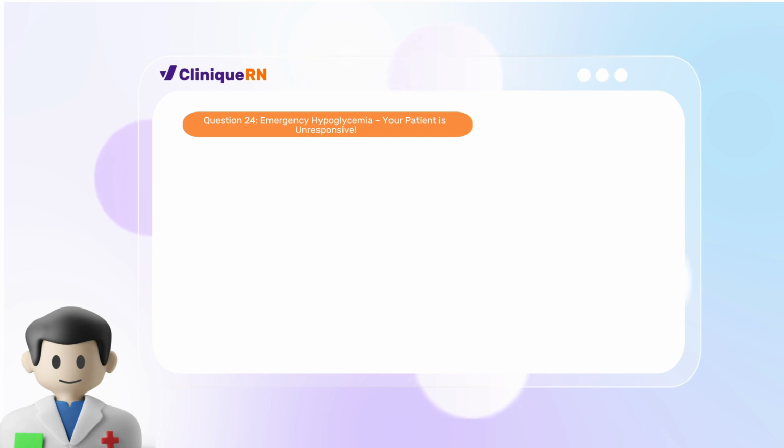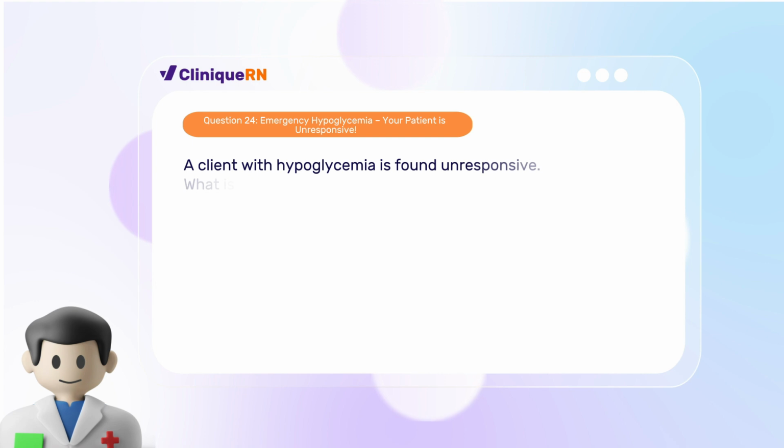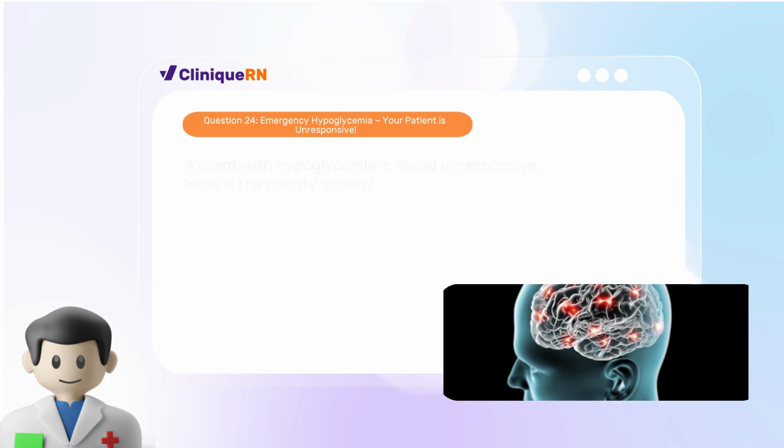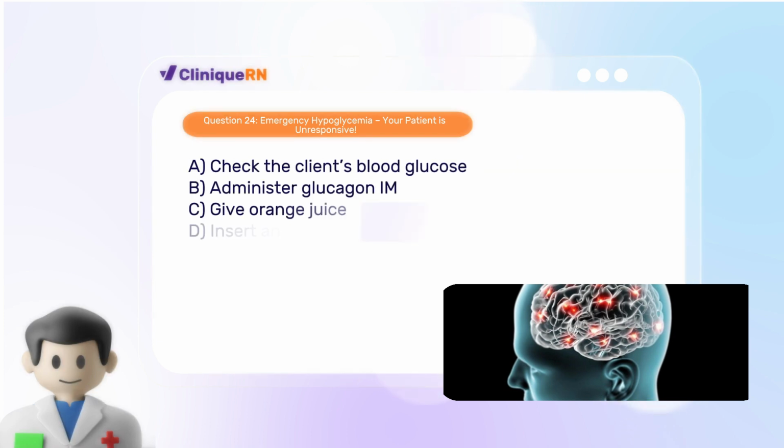Question 24. Emergency hypoglycemia. Your patient is unresponsive. A client with hypoglycemia is found unresponsive. What is the priority action? A. Check the client's blood glucose. B. Administer glucagon IM. C. Give orange juice. D. Insert an IV line.